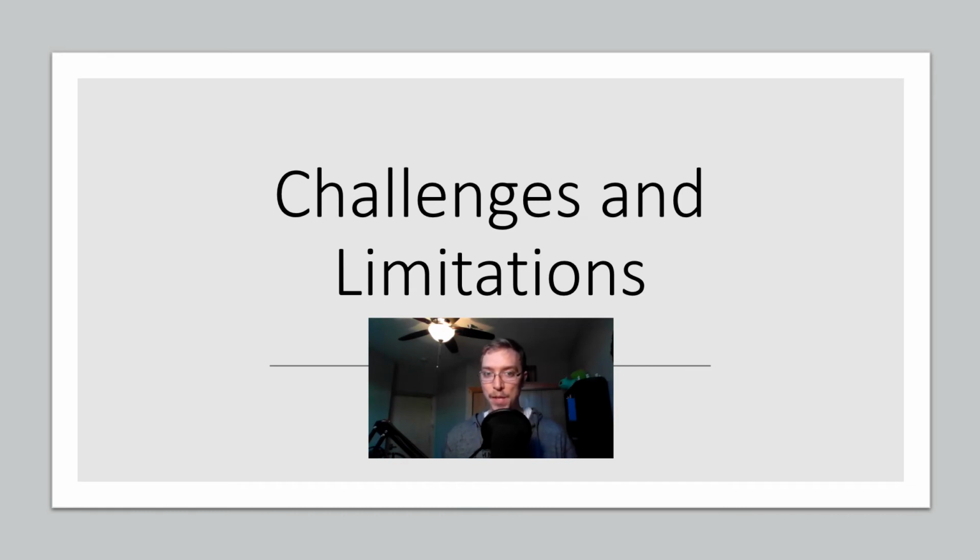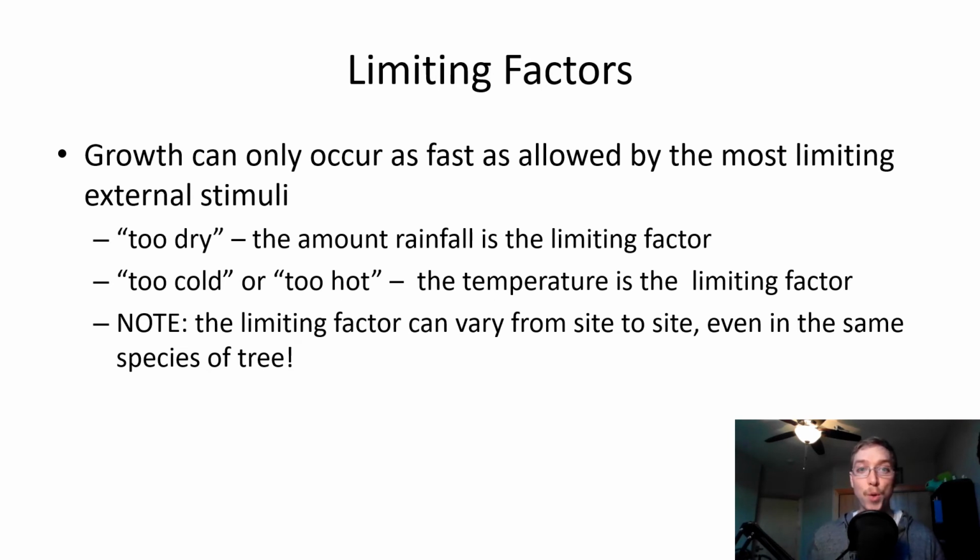There are some challenges and limitations to that because this is not a perfect thing. Well, there are limiting factors. Growth can only occur as fast as allowed by the most limiting external stimuli. Too dry, the amount of rainfall is your limiting factor. Too cold or too hot, temperature is your limiting factor. Note, the limiting factor can vary from site to site, even in the same species of tree. So you can be across the ridge and maybe that side saw more or less rainfall than the other side of the ridge, depending on what type of climate you're in. If you're on a north-facing slope versus a south-facing slope, your moisture and temperature are going to differ vastly.